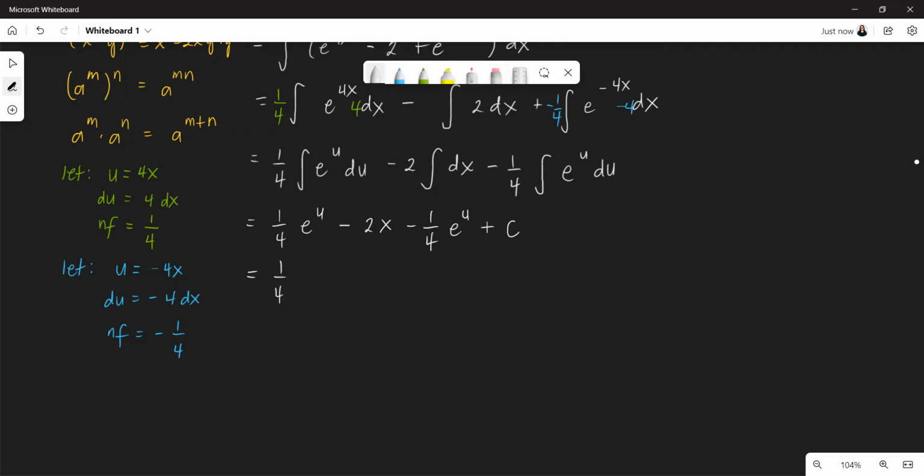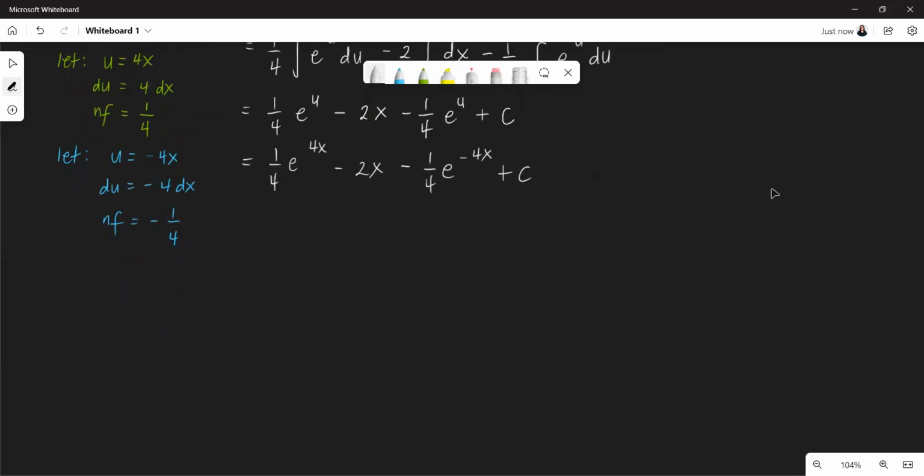So this green part here, that's e to the power of 4x and then minus 2x. And then for the third term, it's e raised to the power of negative 4x, plus c. So the answer must be, so I'll just rewrite that. So this is the final answer.